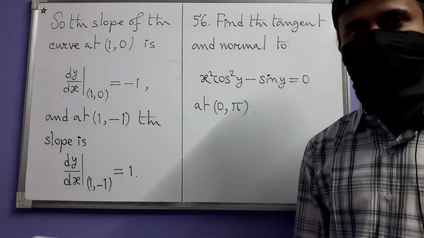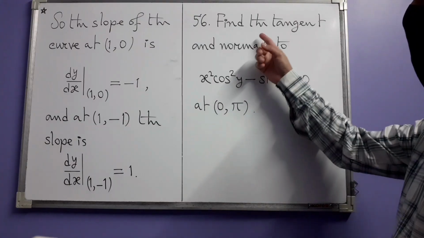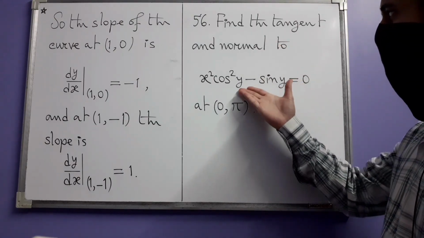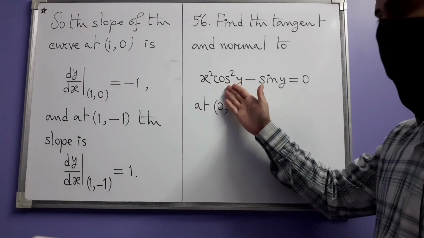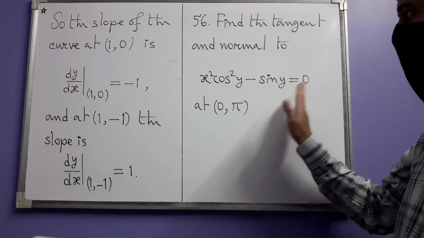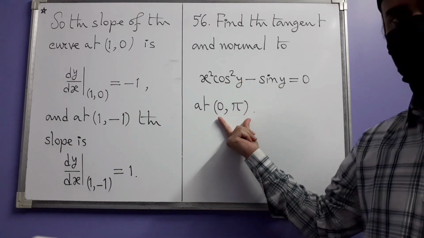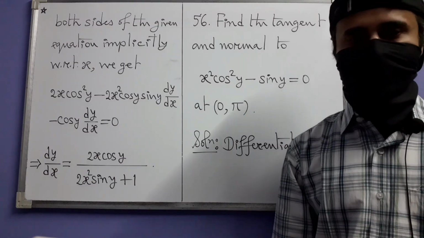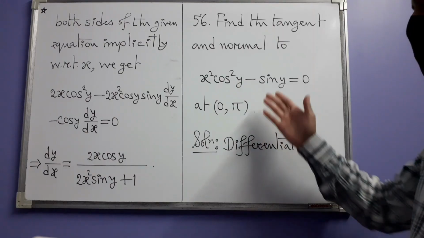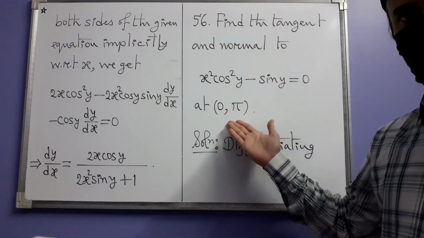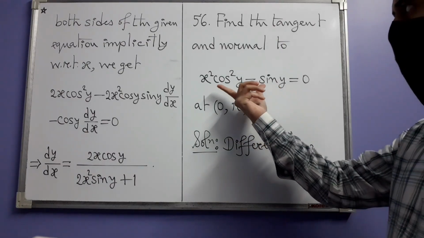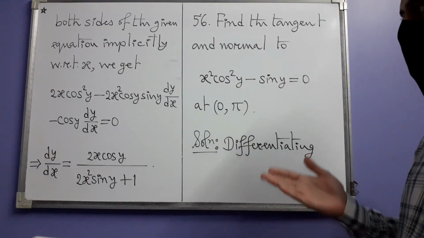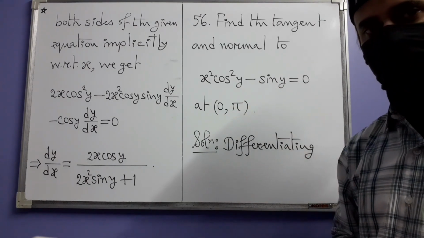And then we have number 56. Here we have to find the tangent and normal, that means their equations, to this curve, x squared times cos squared y minus sin y equal to 0, at this point 0 comma pi, which is a point on this curve. To calculate the tangent, we have to of course know the slope of this curve at this point. And to know the slope, we as usual differentiate both sides of this equation implicitly with respect to x, assuming that y is a differentiable function of x.